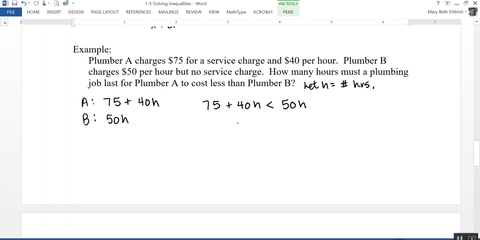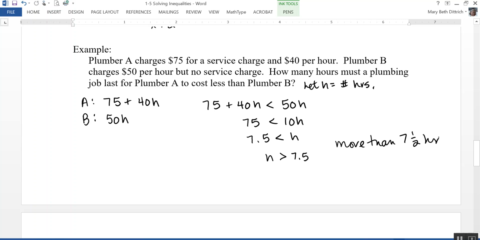And solving that, subtracting 40H from both sides, and then dividing each side by 10, I get that 7.5 is less than H, or H is greater than 7.5. Notice I just flipped the whole thing, keeping the inequality opening to the H and pointing at the 7.5. So a plumbing job must last more than 7.5 hours for plumber A to cost less than plumber B.